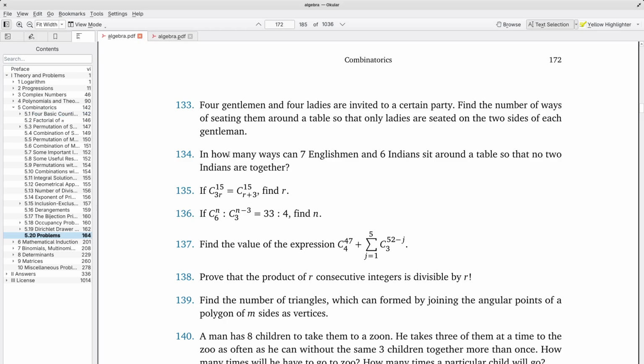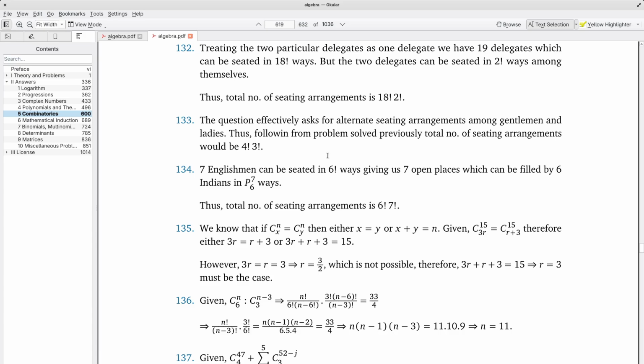Question 134 says that in how many ways can 7 Englishmen and 6 Indians sit around the table so that no 2 Indians are together? So 7 Englishmen can be seated in 6 factorial ways, giving us 7 open places which can be filled by 6 Indians in 7P6, that is 7 factorial ways. So the total number of seating arrangements is 6 factorial multiplied by 7 factorial.